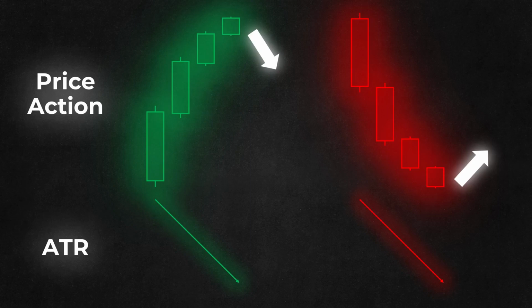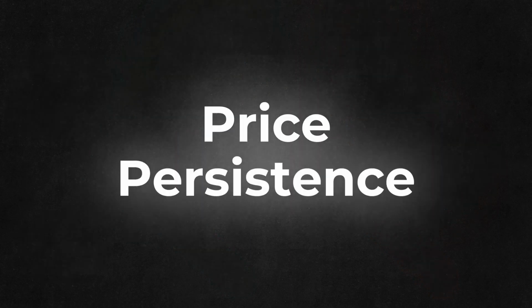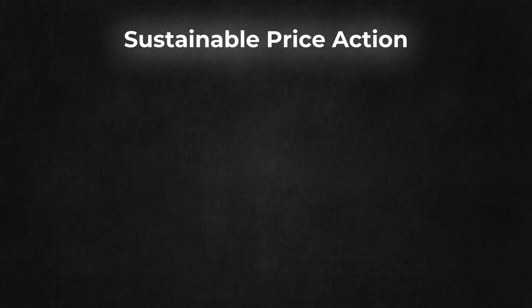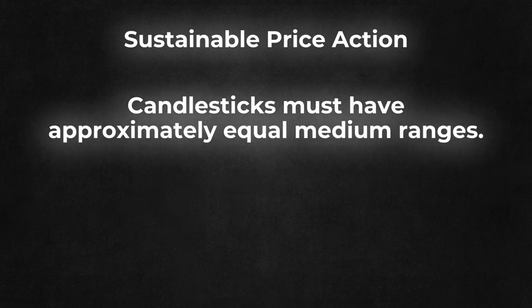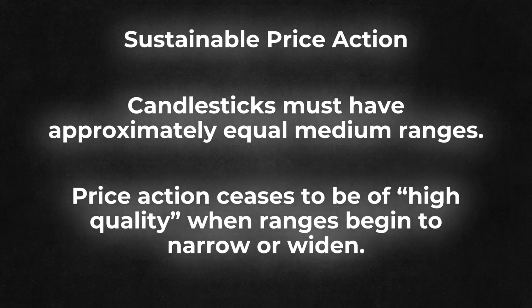One subtle way of assessing the sustainability of a trend is to analyze something called price persistence, which is the quality of price action. The property that makes price action sustainable is when candlesticks have approximately equal medium ranges. Whenever price decreases or increases candle range too much, price action ceases to be sustainable, or in terms of price persistence, it ceases to be high-quality price action.